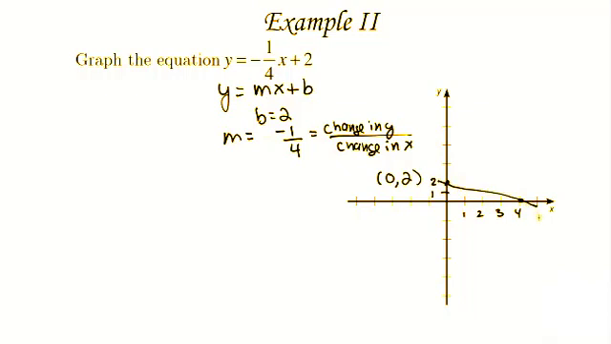And that allows me to graph this line, because I now have 2 points, and the second point here is (1, 4).